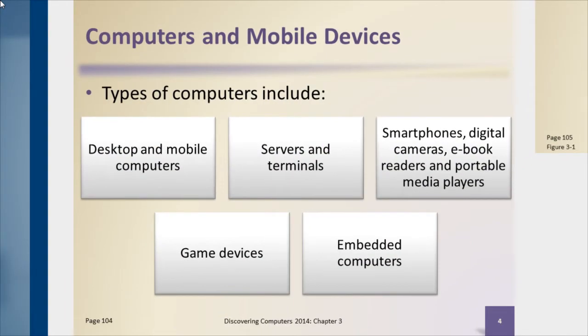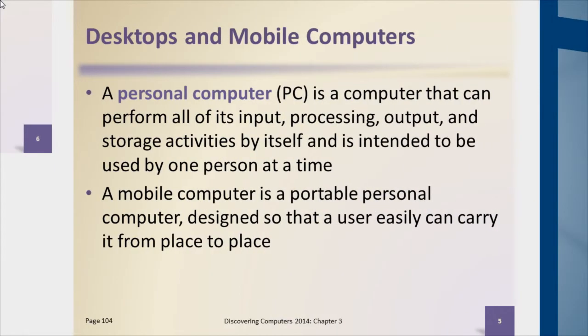Okay, so in general, we can really lump different types of computers into some rather generic categories, if you will. For example, we've got desktop and mobile computers, and that represents a class of computers that we'll talk about here in just a little bit. We've also got servers and terminals, and those are their own little groupings of computers. Smartphones, digital cameras, etc., game devices, and embedded computers. And these are just some general categories for different types of computers that are out there.